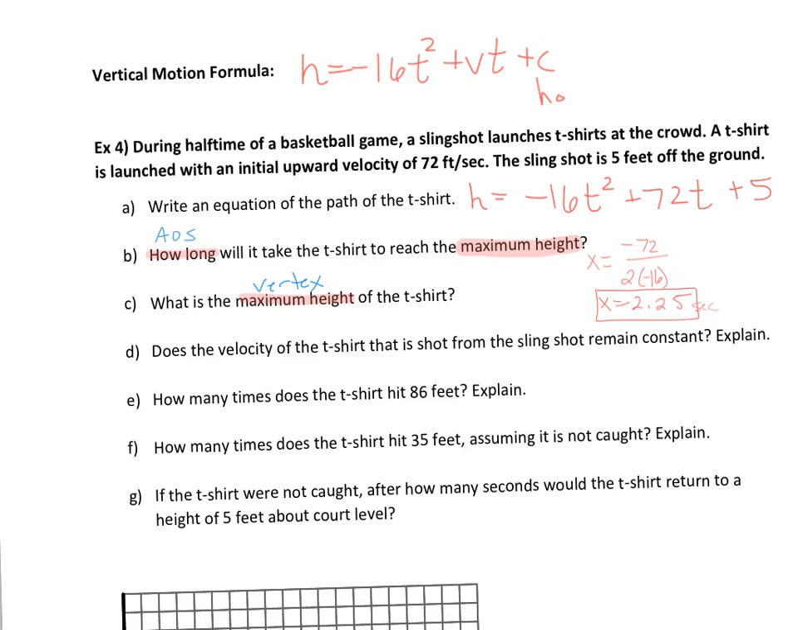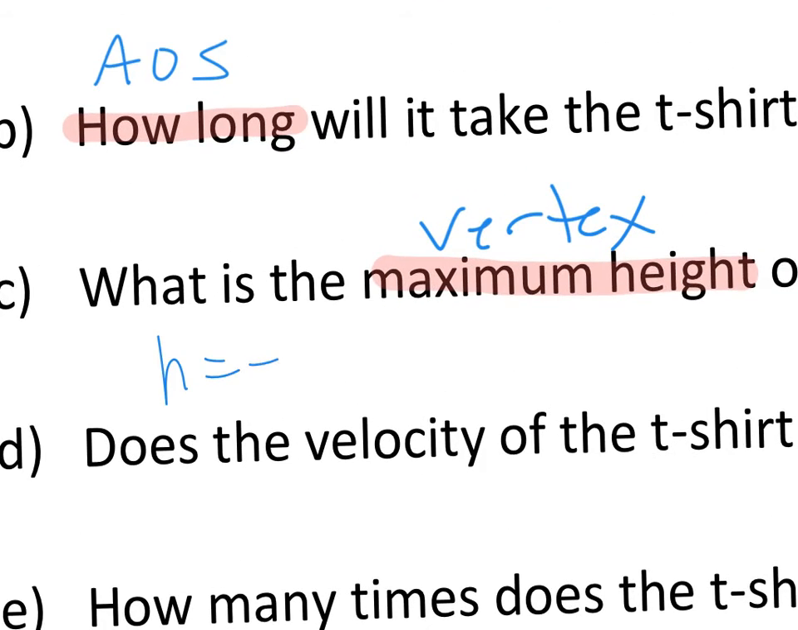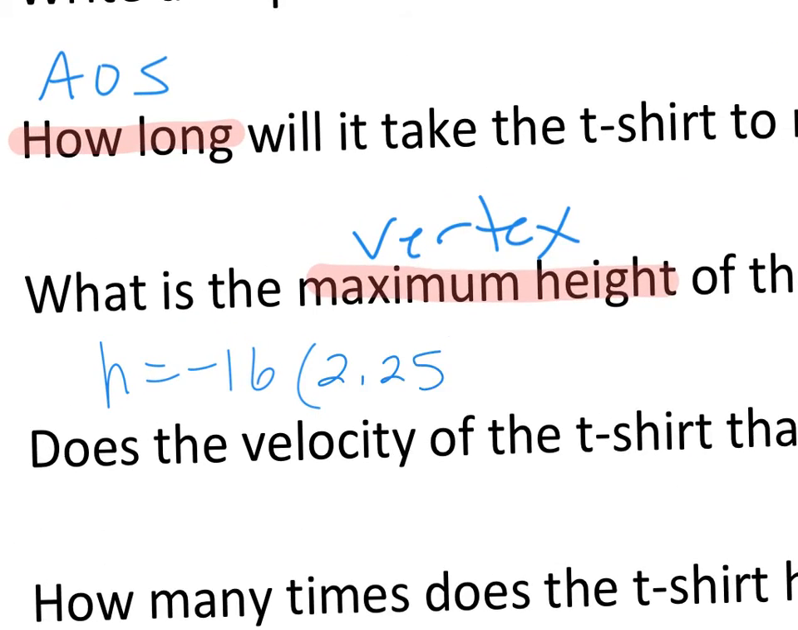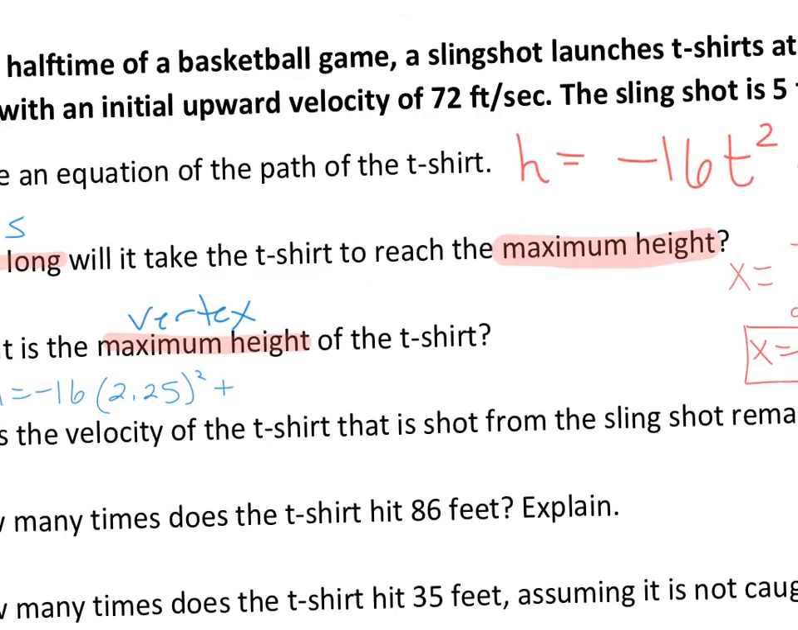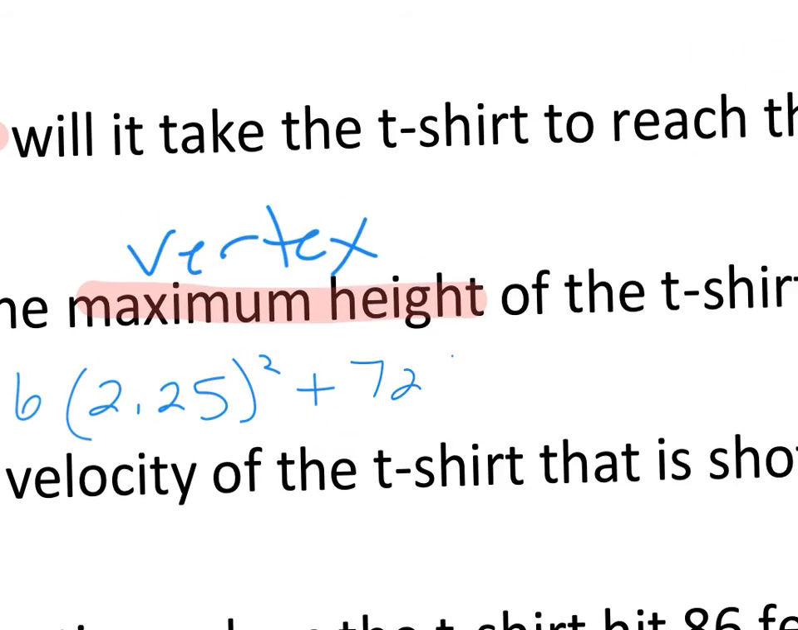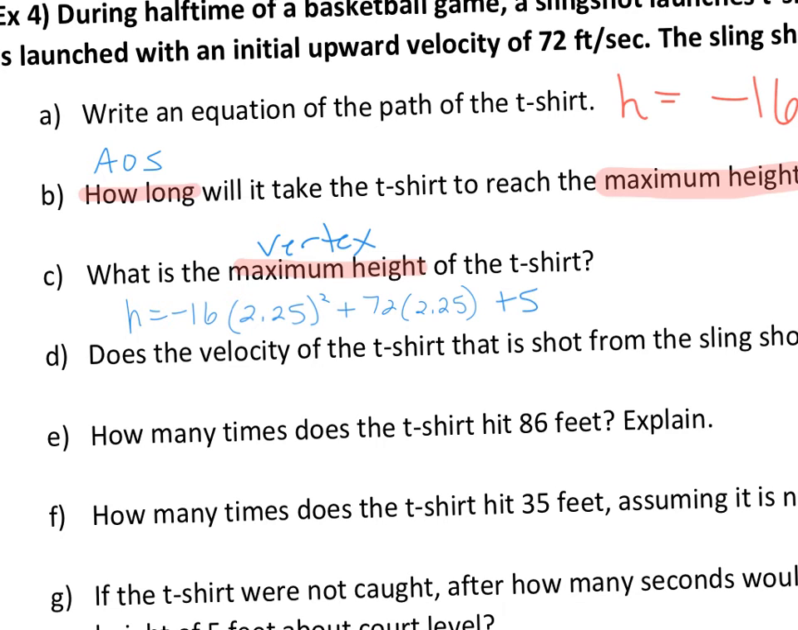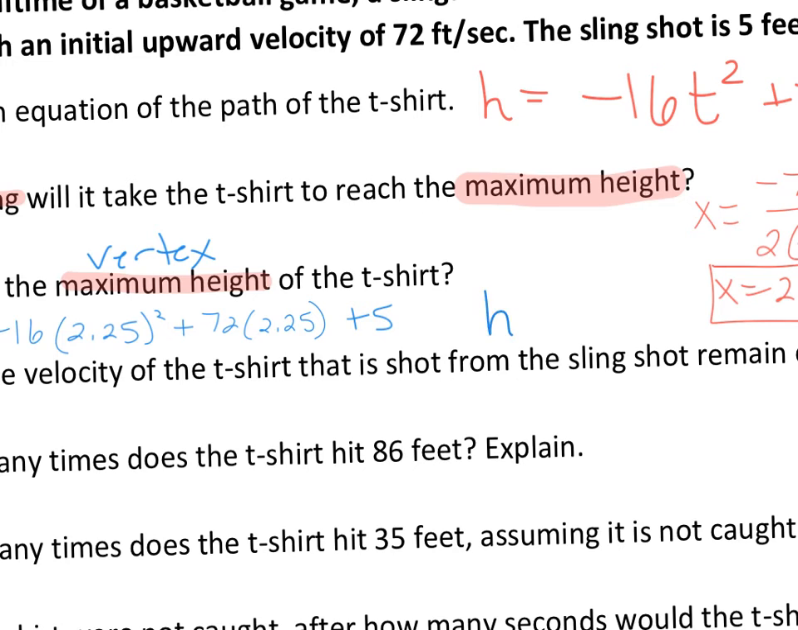Okay, so I've got h equals -16 times 2.25 squared plus 72 times 2.25 plus start height of 5. All right, so now let's go ahead and plug that into your calculator. All right, and I got 86 when that happened. So I got height equals 86 feet.